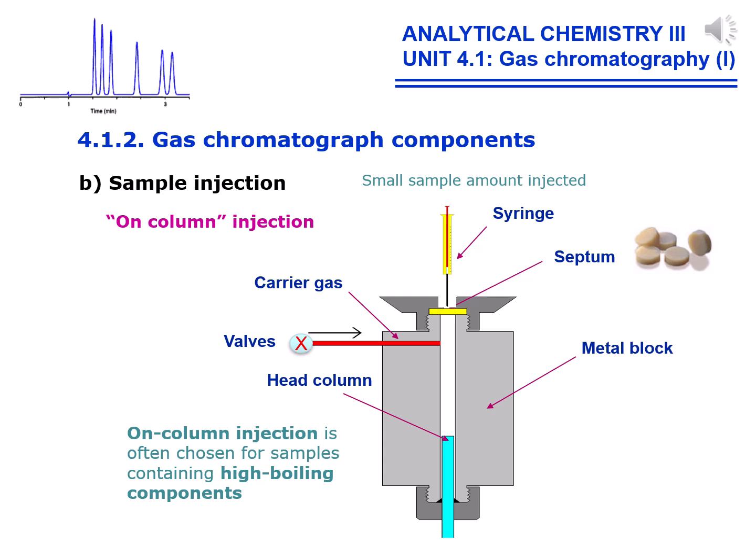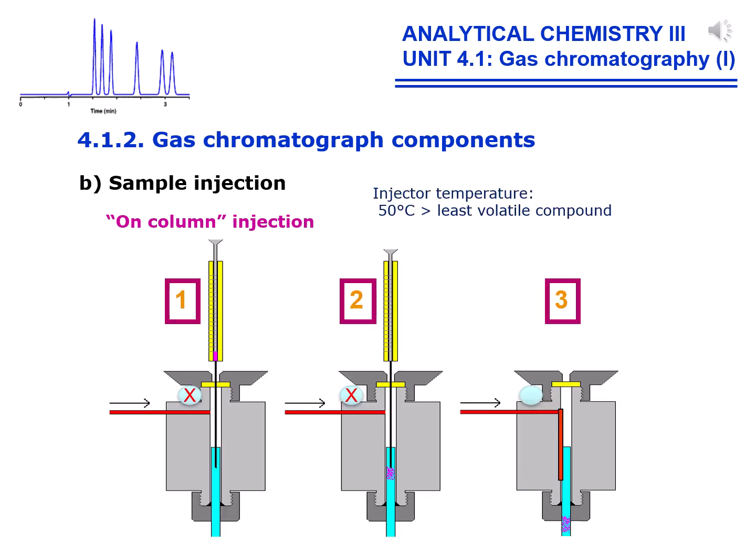By using an initial temperature below the boiling point of the solvent, selective evaporation and hence discrimination is precluded. This is why on-column injection is often chosen for samples containing high boiling components that wouldn't be quantitatively transferred to the column in other injection modes. It's clear that with this injection mode, a small sample amount is injected. This on-column injection is shown in 3 steps on the slide.